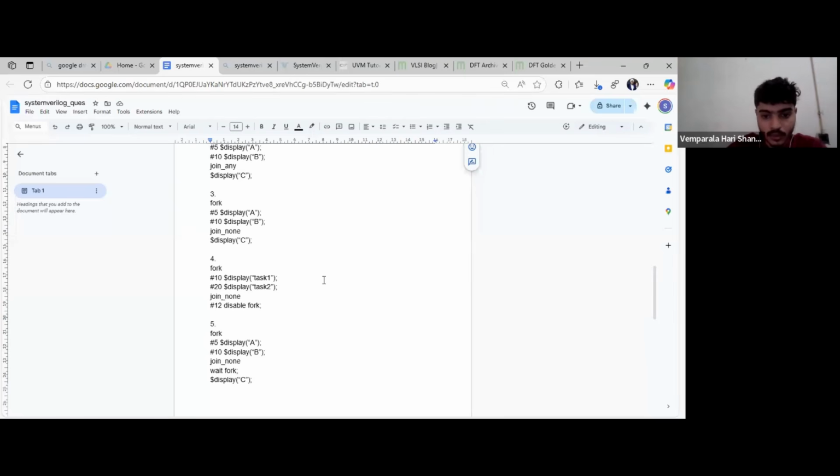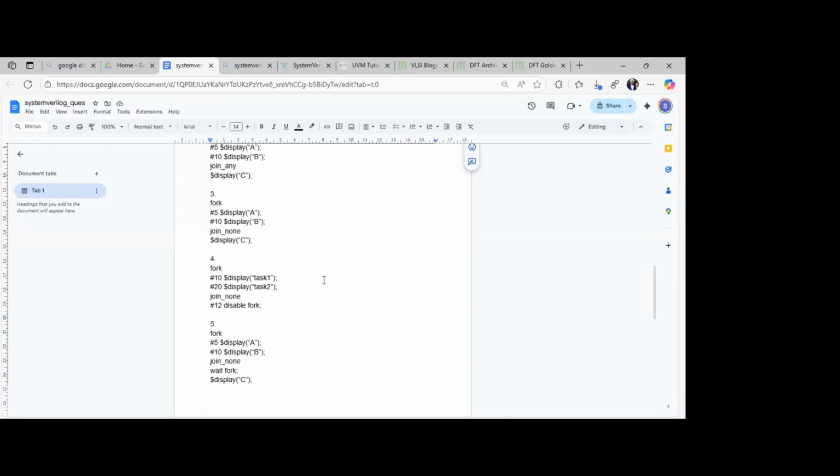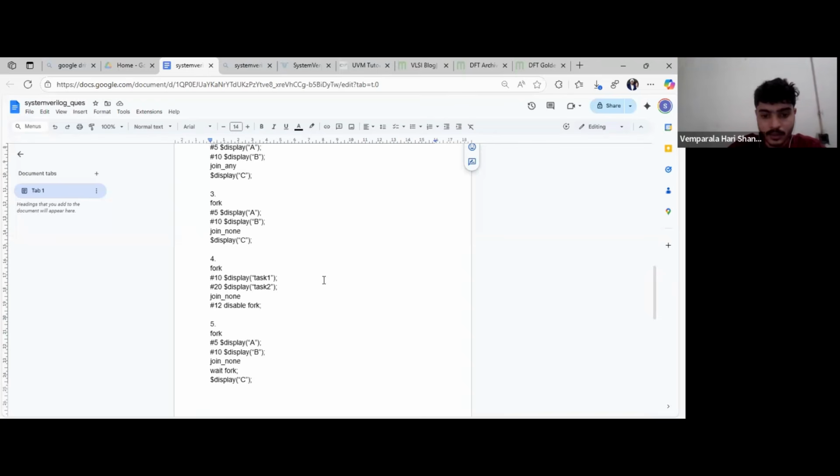Okay, for the fourth one, I'm telling you, it's the same as the third one, join none. As I said, the parent class won't wait for the child class to execute. So with disable fork, firstly the parent class will be executed, and until 10 nanoseconds task 1 will be created. After 12 nanoseconds it will not wait, nothing will be executed. Fork will be disabled.